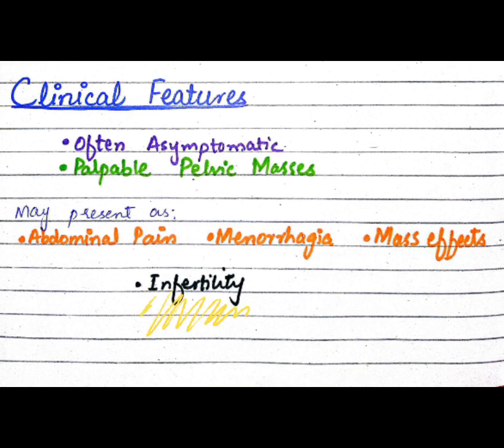Infertility can be a complication of leiomyomas. And why does this infertility happen? Because we know that the fetus grows inside the uterus and the leiomyomas are developing in the wall of the uterus, thus interfering with the growth of the fetus.